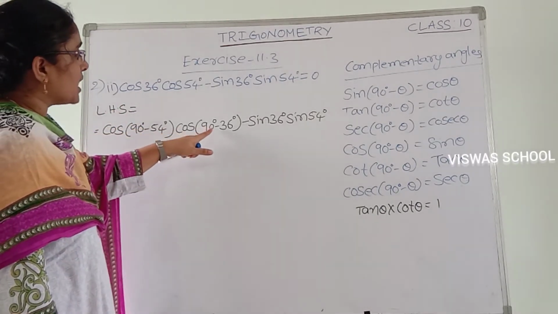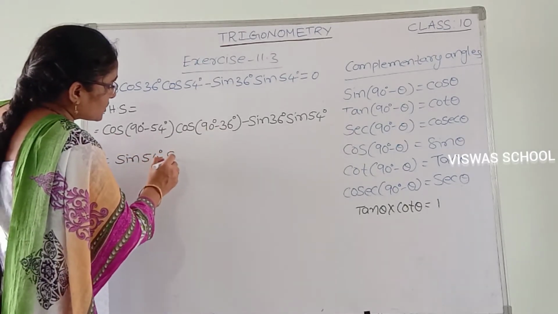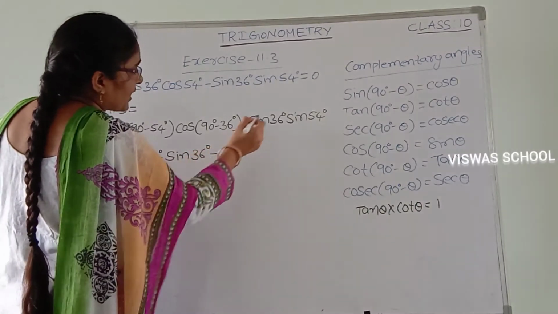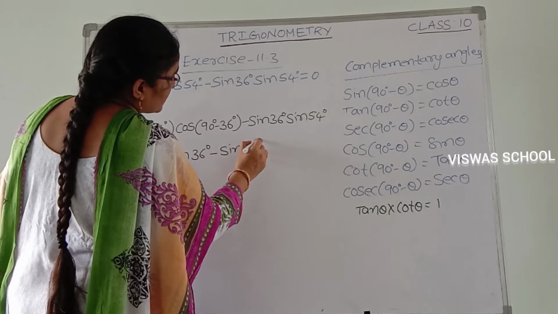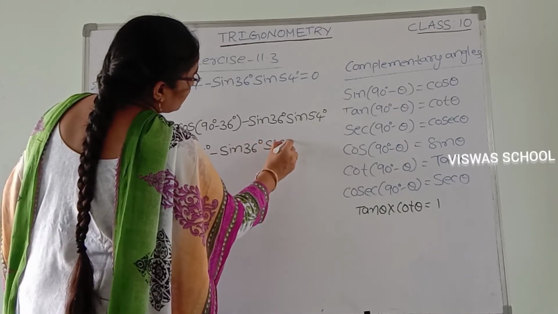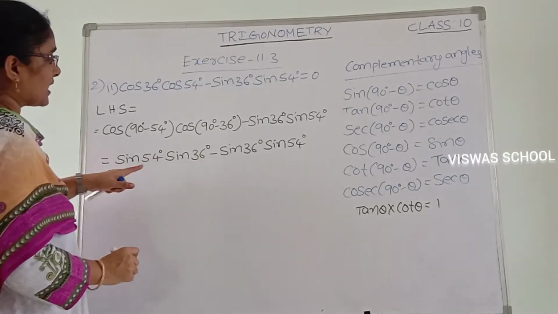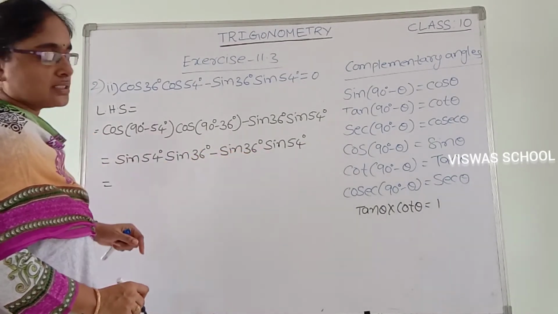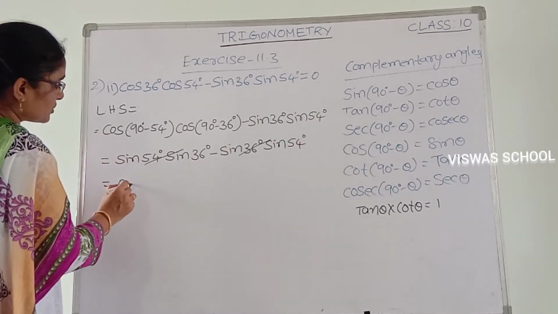And here it is cos of 90 minus 36. That is equal to sin 36 degrees, minus sin 36 degrees into sin 54 degrees. This is plus sin 54 into sin 36, minus sin 54 into sin 36. These two get cancelled. Now this value is 0.